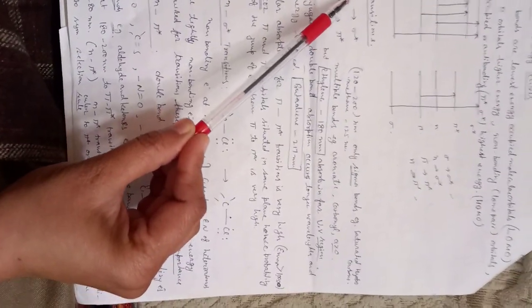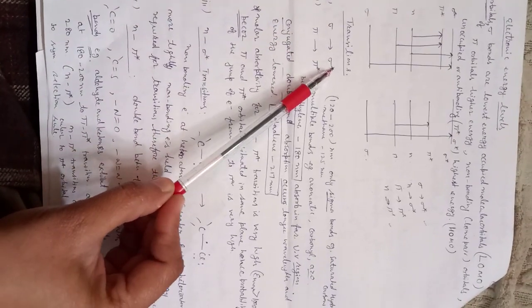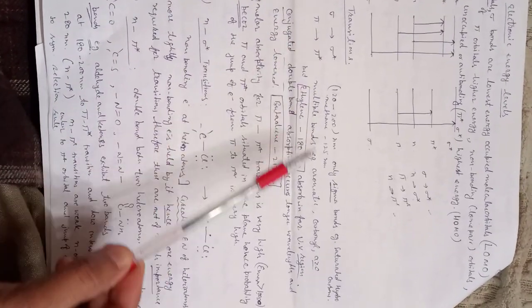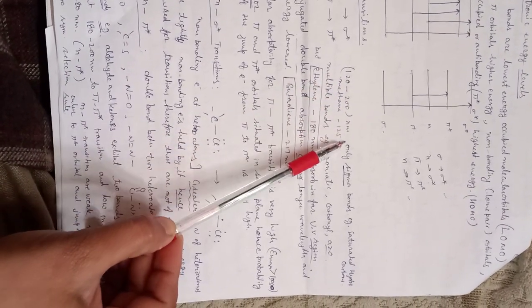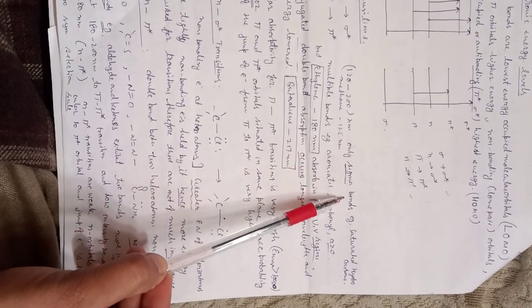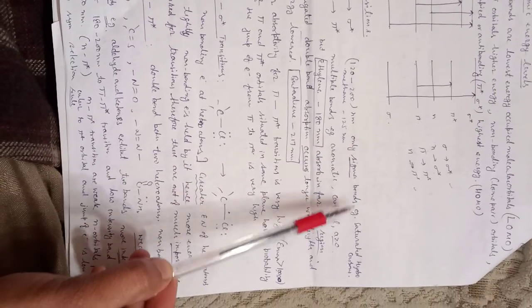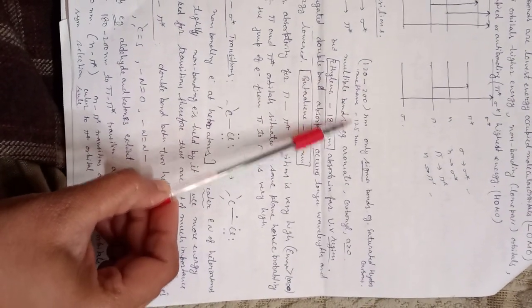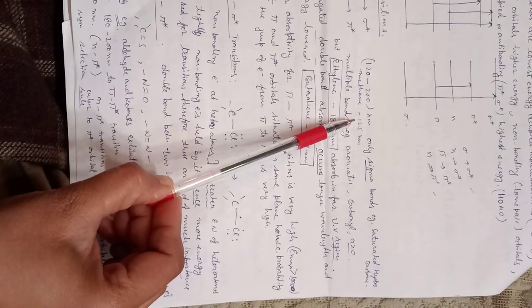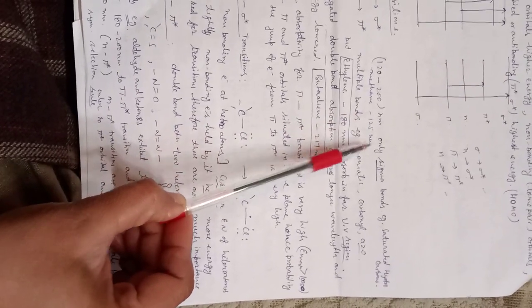Transitions mainly from sigma to sigma star involve 120 to 200 nanometers. Only sigma bonds are in the molecules, for example saturated hydrocarbons. For example, methane shows absorption at 125 nanometers.